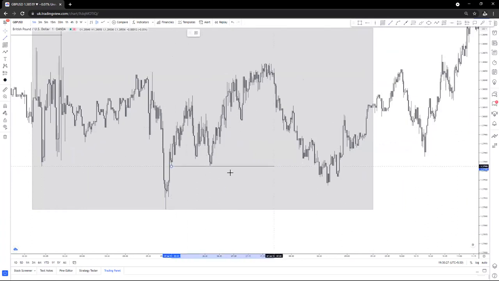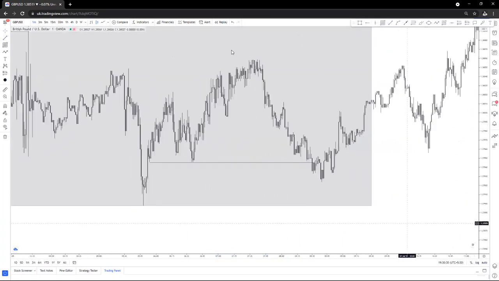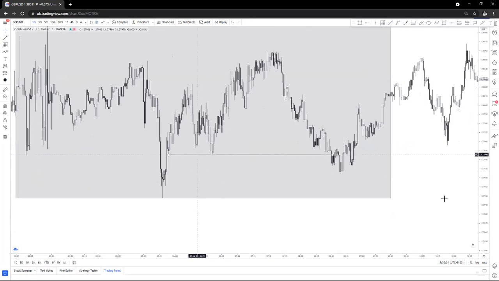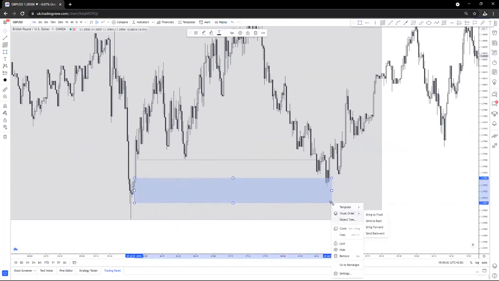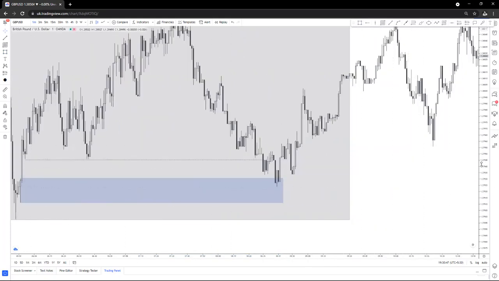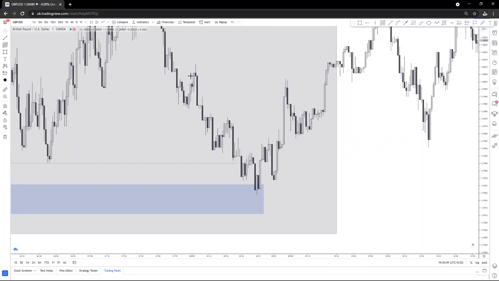Price took out those equal lows and then filled this imbalance right here. Okay, filled that imbalance, and then this is what we could see on the lower time frame, on the second time frame.